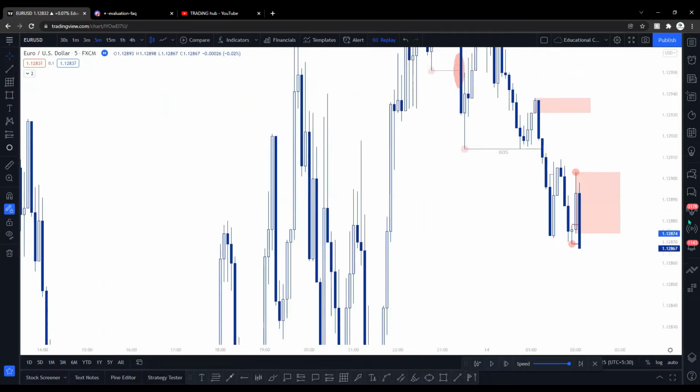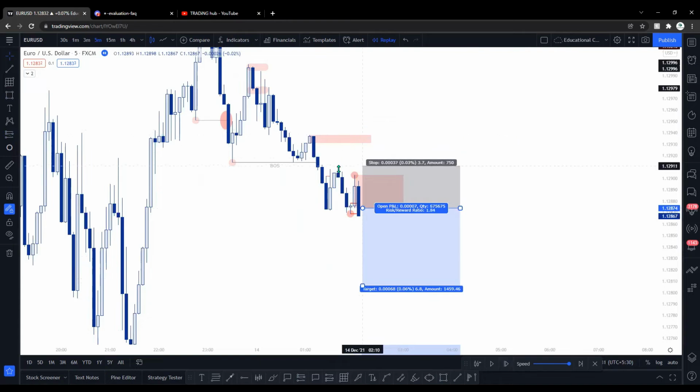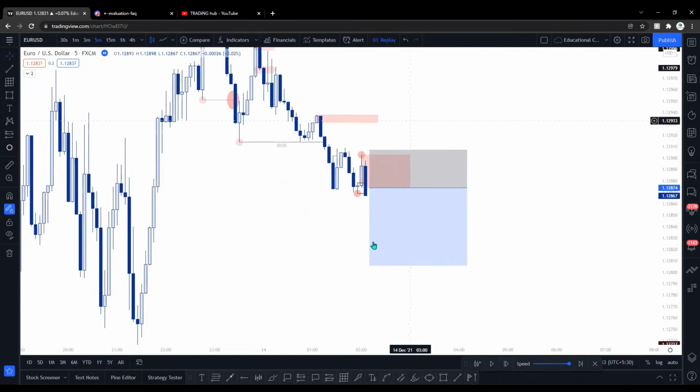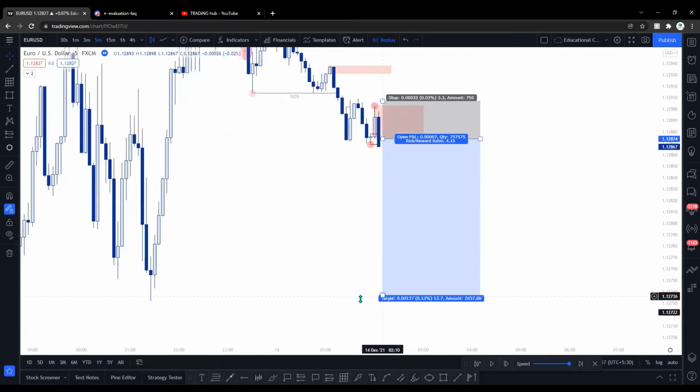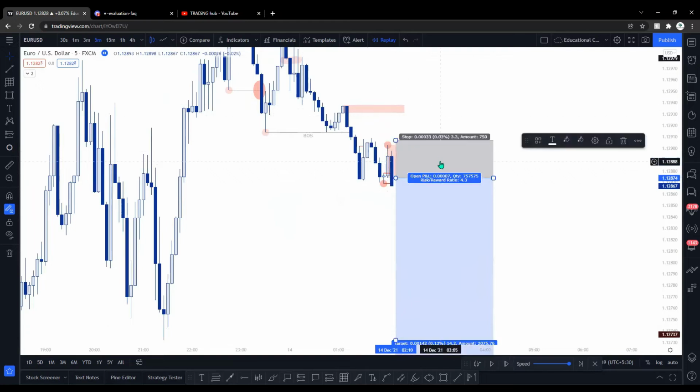So this one becomes our order block, and we sell here with the target as per the plan. Why are we selling here? Because there is a complete order block and structure, so this entry is valid.